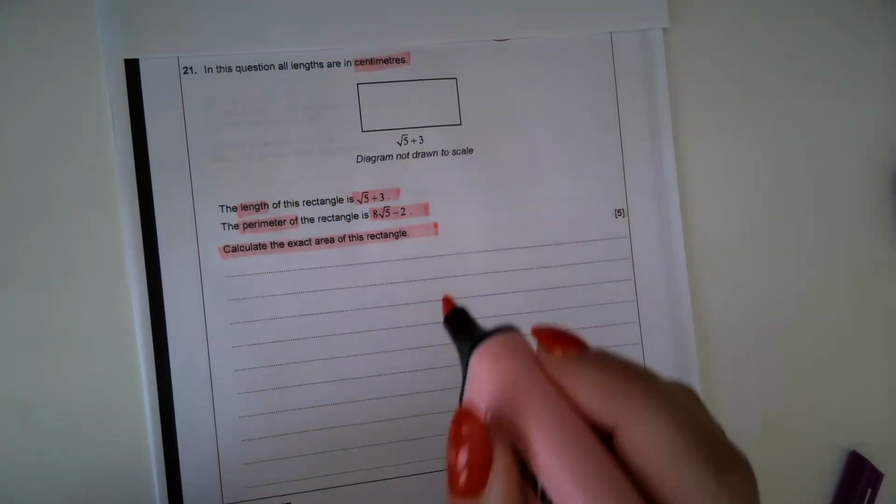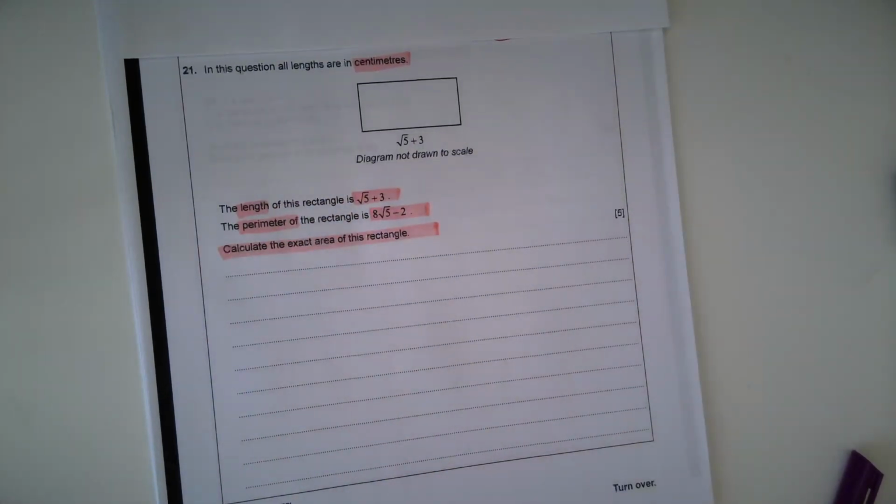Calculate the exact area of this rectangle. The word exact simply means that one of our answers will be written in surd form, so it keeps it nice and exact. We don't have lots of messy decimals trailing on the end. So we're aiming for the area, which is length multiplied by width. We know the length of the rectangle, but we don't know the width.